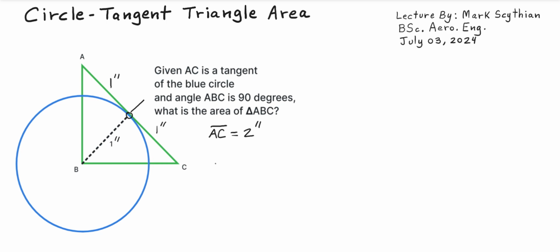And then all triangles have 180 degrees. The problem specifies that we have a 90-degree right triangle, so that's 90 degrees. And because we have symmetry, the remaining 90 degrees of the 180-degree triangle are then split in half, so that means the angle of both sides, both angles A and C, are 45 degrees.